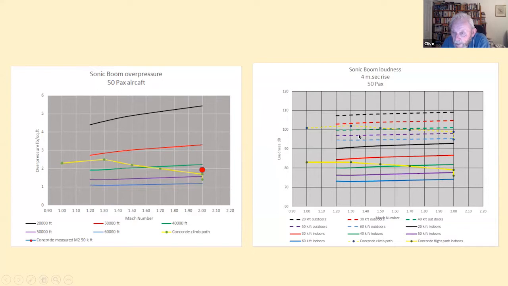It doesn't help very much to just have these lines, which we just calculated incidentally, using a couple of NASA reports, which are fairly standard methods. But you need to know where the aeroplane is in order to make a judgment as to what the noise level is. So this was done for a 50-passenger aeroplane, just for curiosity, no other reason. And I overlaid on it the typical Concorde climb path, because you need to know where you are in order to understand it.